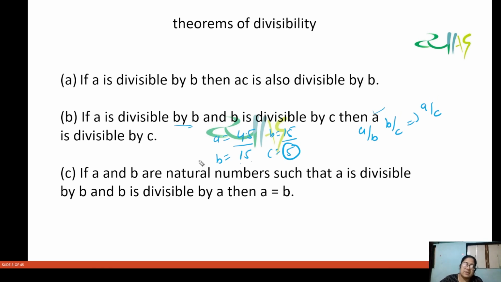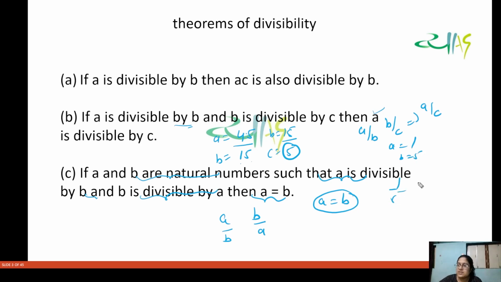Now see the next statement. If A and B are natural numbers such that A is divisible by B and B is divisible by A, then A equals B. So if A and B are natural numbers such that A is divisible by B and B is divisible by A, then it is nothing but A is equal to B. Okay. So take, for example, if you take A equals 1 and B equals 5, then this will never be equal unless and until you get A and B equal. That means A by A equals B by B. Then you will get, obviously, 1.